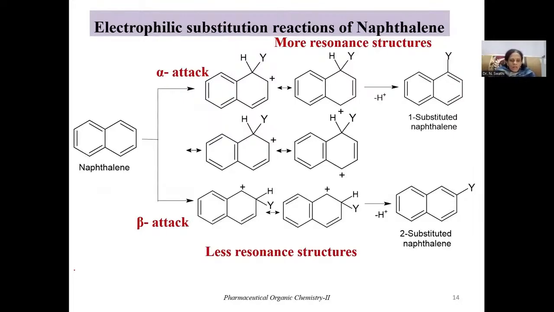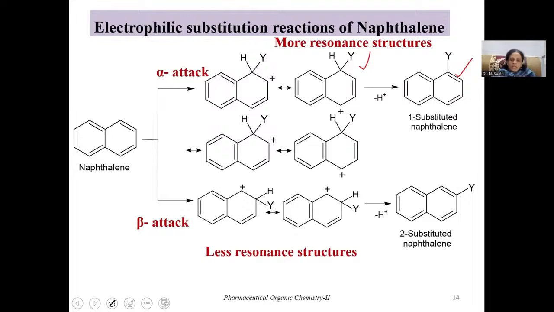In the alpha position, whenever the electrophile attacks, the resulting carbocation has 4 resonance structures. That means it results in more resonance structures. While in case of beta attack, only 2 resonance structures are there, that means fewer resonance structures are obtained. Greater the number of resonance structures, greater will be the stability of the formed carbocation. That is why, as soon as the carbocation is formed, it immediately undergoes deprotonation and forms the 1-substituted product. It is because of that reason alpha attack is preferred in case of naphthalene rather than beta attack.